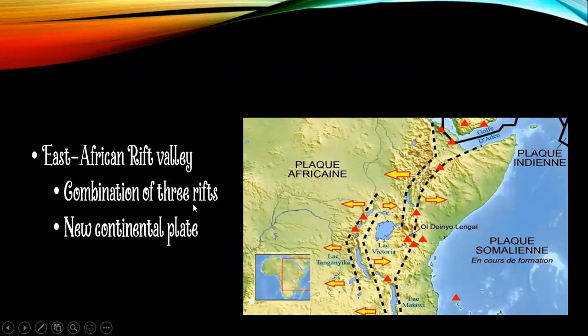Then we have the East African Rift Valley. This valley is a triple junction. It is composed of three rifts. We have the Lake Albert Rift, the Kenya Rift, and the Ethiopian Rift. Aside from those rifts, it meets up into the Red Sea and the Gulf of Aden. So this rift is a very powerful rift. It is pulling away from each other. Research has shown that the landmass will separate into a new continental plate.